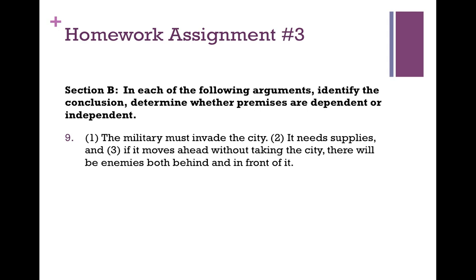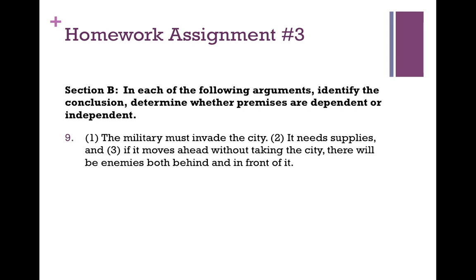What we do is we ask, would 2 by itself offer some support for 1? So think about, you're in the middle of combat and people are trying to make a decision on the field, and somebody says, we have to invade the city because we're in short order of supplies. What that does seem to offer some justification for why you would want to invade the city.